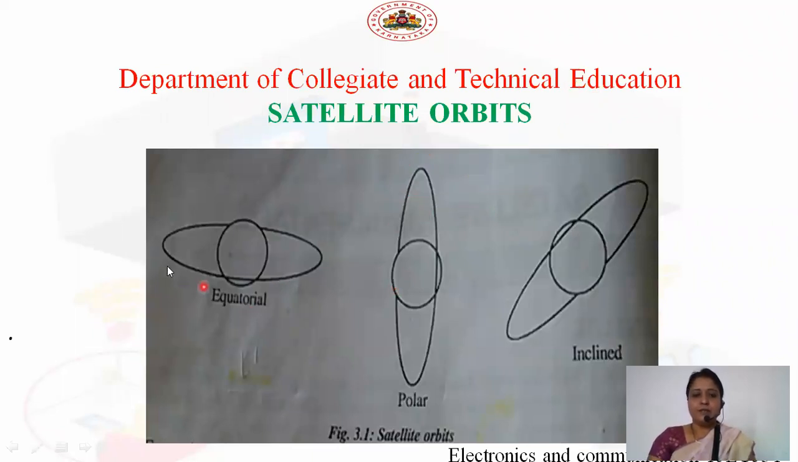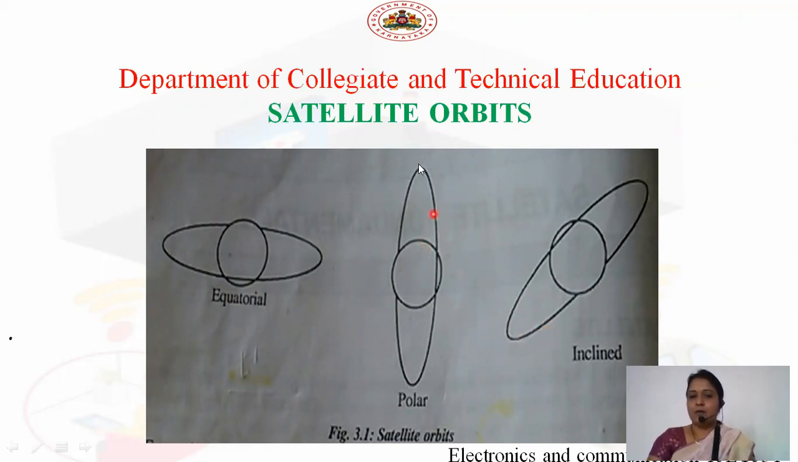Now see here, this is the equatorial plane. Now it is a circle. If it is in the form of a circle, that is circular, and if it is in the form of an ellipse, that is elliptical. Similarly, this is the polar orbit, like vertical. If it is circular, it is the circular polar, and if it is an ellipse, it is the polar elliptical orbit.